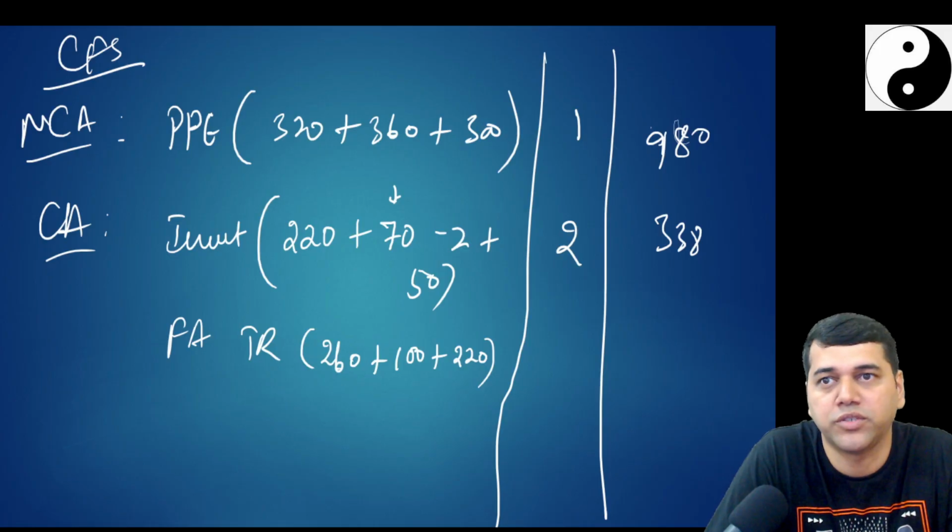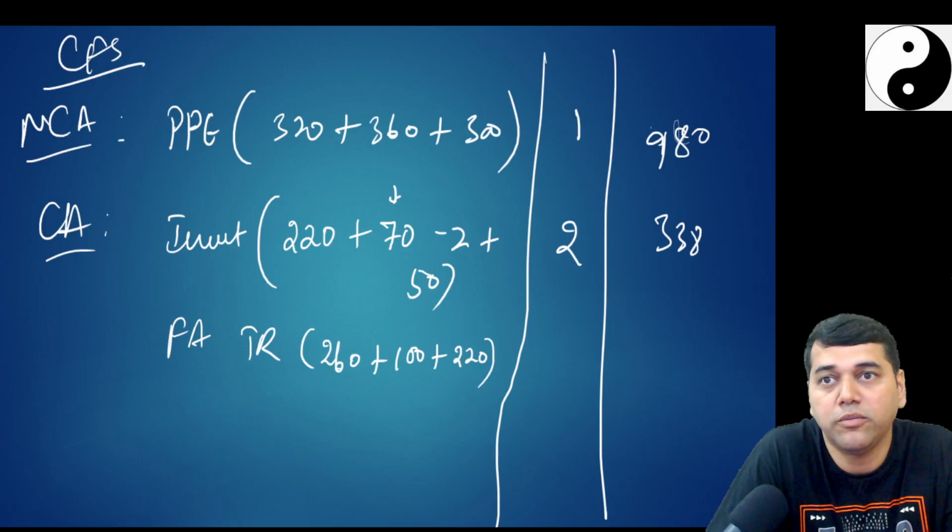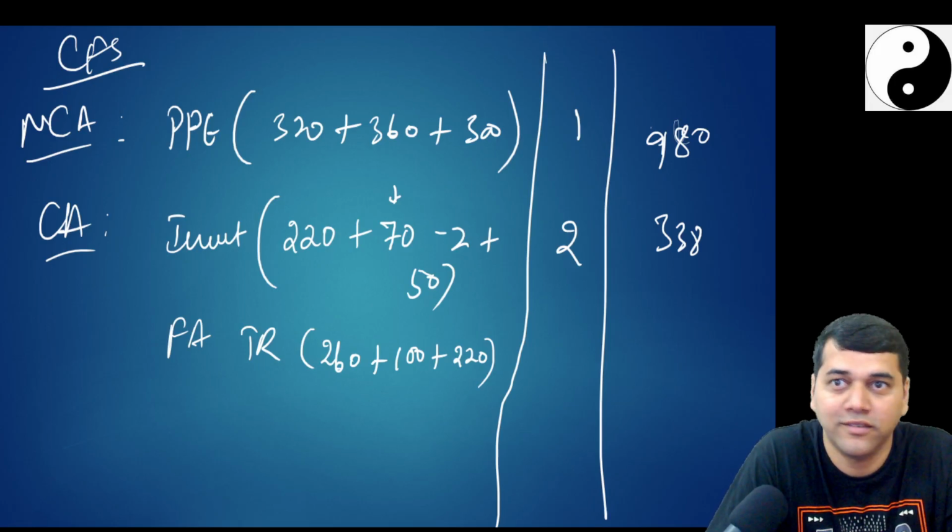But you have to give an assumption. The question says that only inventory is not sold to a third party. Inventory is still lying, but the balance need not be lying. Understood, no, Kriti? Yeah, very good.